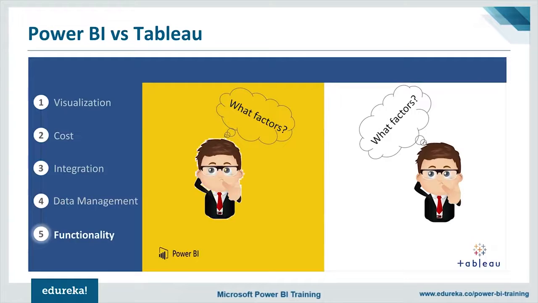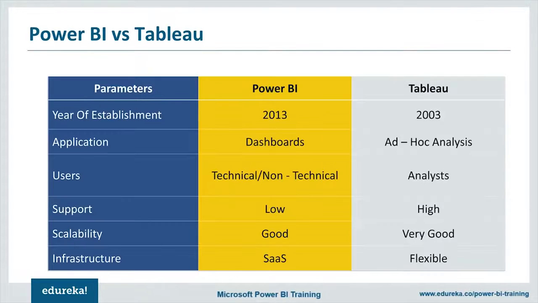Next on this list, we have something called functional parameters. So what are those parameters? Well, these are a few of the parameters which I have gone ahead and jotted down. We have the year of establishment. Now, Tableau had a great head start here because it started 10 years prior to Power BI, but Power BI is kind of catching up. But if you talk about overall organizational approach for a data visualization tool, Tableau has more experience compared to Power BI, but Power BI is definitely catching up.